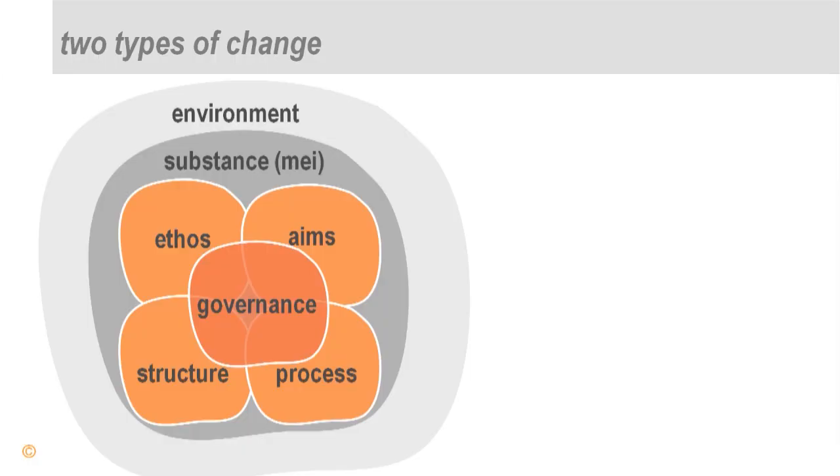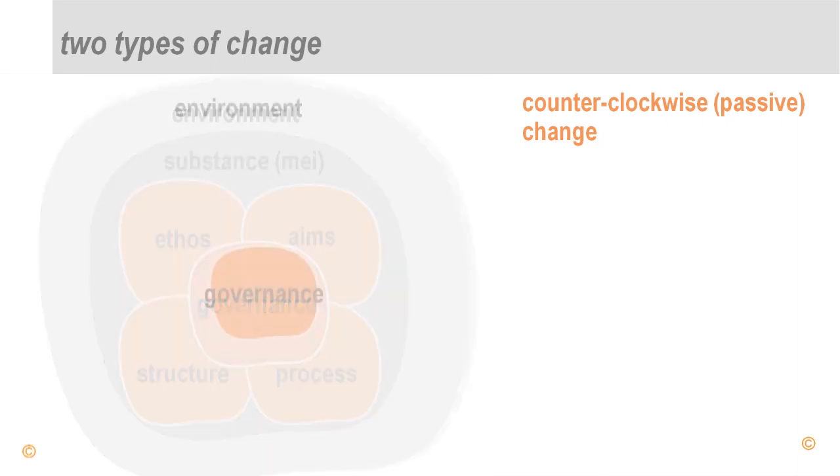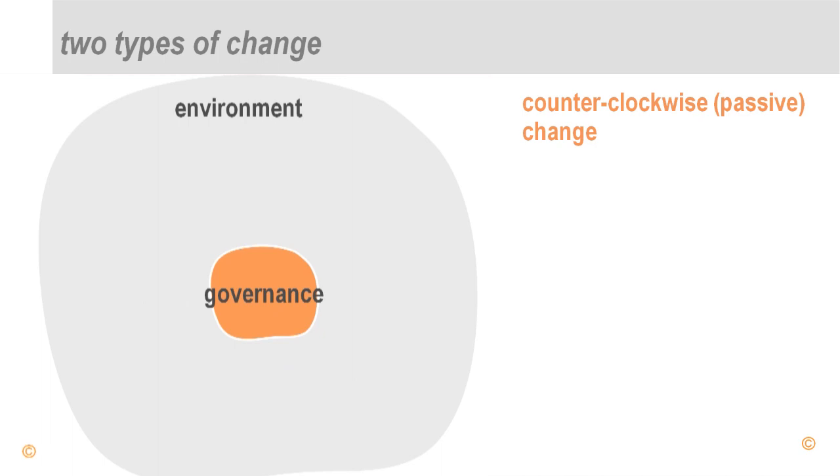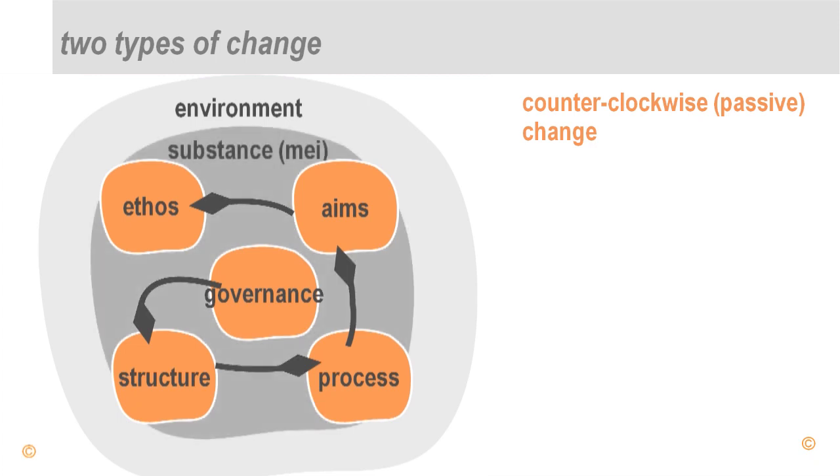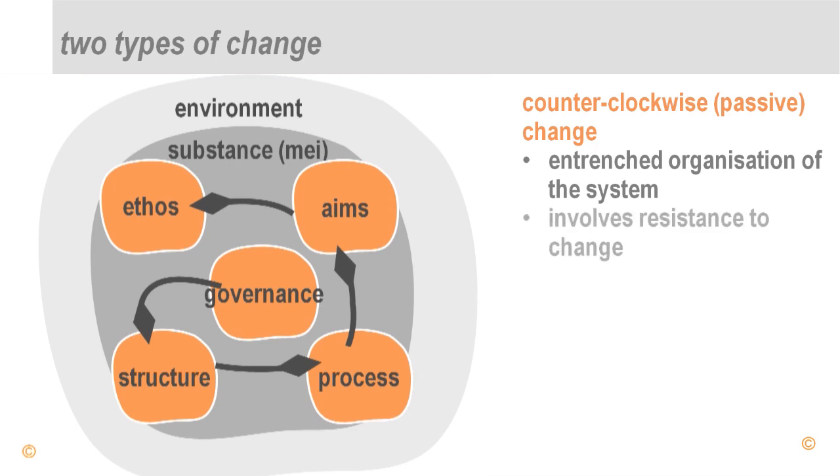Let us start with the counterclockwise change. If we have an existing governance in the system, then existing structures are being reinforced. And if we have existing structures, process is channeled within the structure. So the current process is perpetuated, which reinforces current aims and current ethos. And the substance of the system represents that, functions according to that. So this is the entrenched potential direction of change.